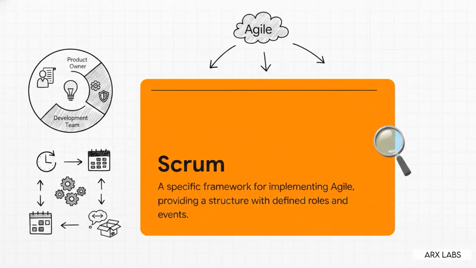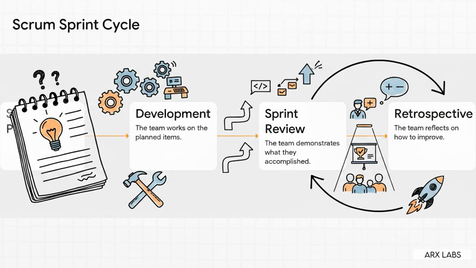Now, if Agile is the why, Scrum is the how. It's the most popular playbook for actually doing Agile development. It gives you a clear structure with specific roles, like a product owner who is the voice of the customer, and a set of meetings or events that give your team a predictable rhythm. And this is the rhythm of Scrum in action.